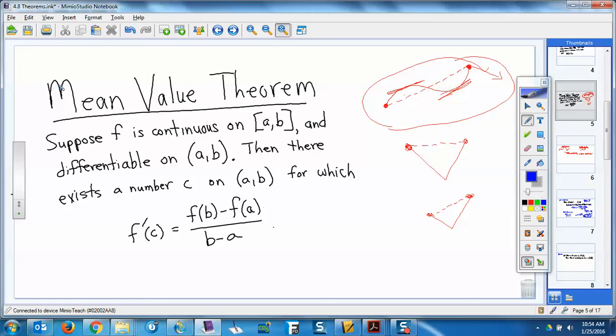So, differentiable everywhere. So this will apply. This will be fun, okay? All right. It's just that we only need it to be differentiable in between. We don't need it to be differentiable at the endpoints, but if it is, fun.